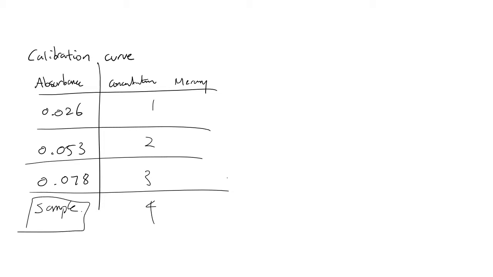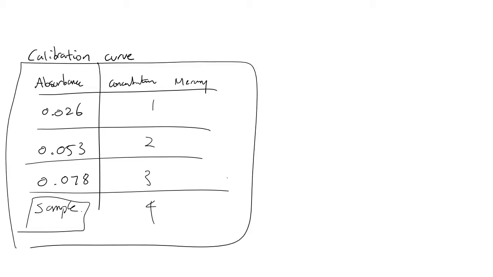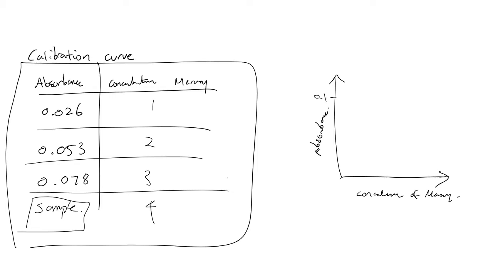First, you need to plot this on a Cartesian plane. Let's say we have the first quadrant, so we'll only be focusing on the positive values of x and y. The concentration of mercury goes on the x-axis, and the absorbance goes on the y-axis. Label the y-axis 0.1, 0.25, 0.5, 0.75, and the x-axis 1, 2, 3, and 4.